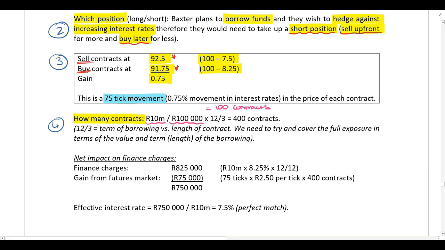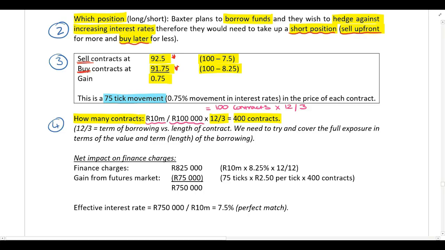However, that is for a 3-month JIBAR contract. So that is only going to hedge interest rate risk for a period of 3 months. We are trying to hedge risk for a period of 12 months. So we need to multiply that by 12 over 3 so that we can calculate the number of contracts that we need in order to hedge the risk for a 12-month period instead of a 3-month period. So we actually need 400 contracts. We will then hedge the risk for a 12-month period.